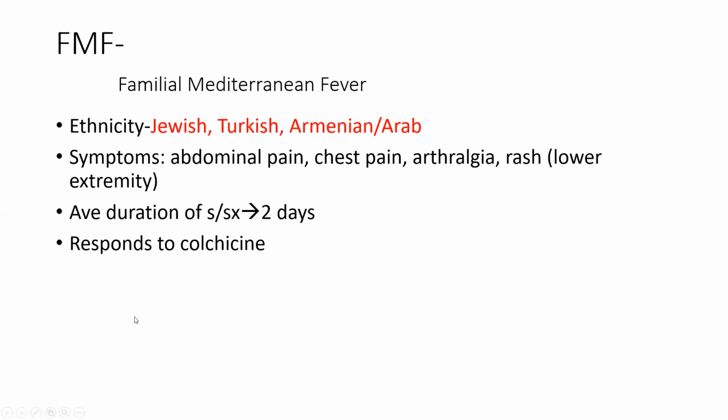Familial Mediterranean fever, this is probably the most tested of all of these familial fever syndromes. This is seen in people that sometimes say the Silk Road, Jewish, Turkish, Armenian, Arab genealogy. Symptoms include abdominal pain, chest pain, arthralgias, and rash. Rash is often more common in the lower extremity. In contrast to TRAPS, where symptoms last usually 5 days and worsen over 1 to 3, FMF symptoms last about 2 days, and it tends to respond to colchicine.